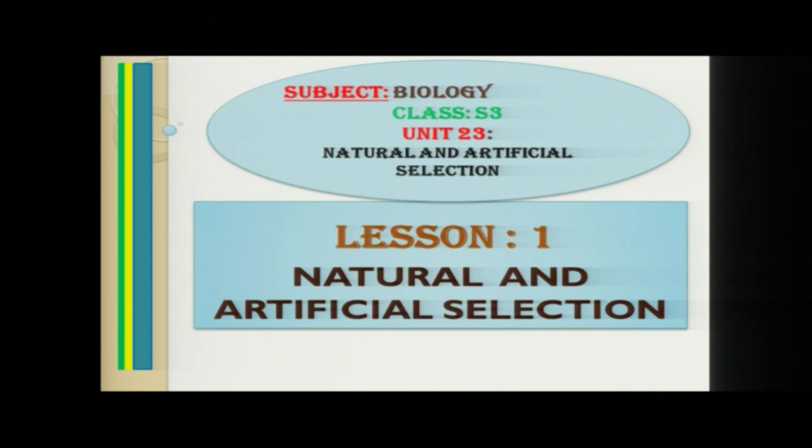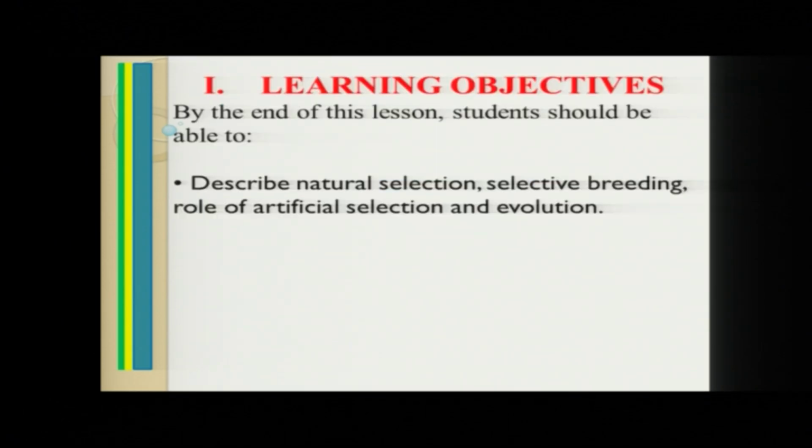So students, the lesson has one learning objective. It's used to describe natural selection, selective breeding, the role of artificial selection, and even what we call evolution, okay? Evolution, all right? When we talk about something that evolved, we're going to talk about how some of the species can be evolved, okay? Evolution, all right?